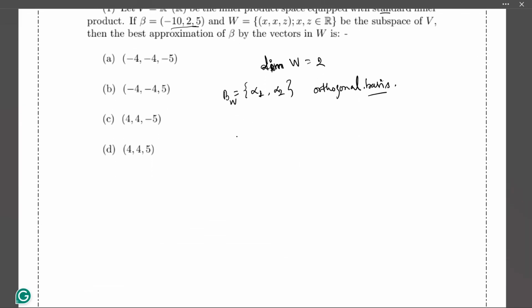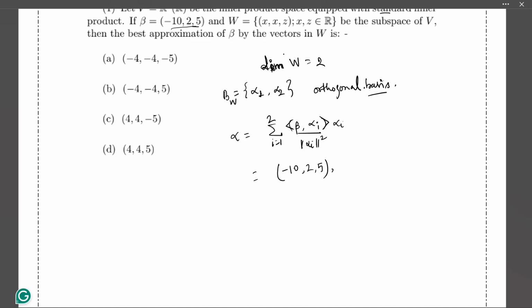So let me write the formula. We want to calculate the best approximation. Let's say alpha is nothing but the sum of inner product of beta with alpha I, in the direction of alpha I, divided by norm alpha I square, for I equal to 1 to 2. So let's write beta is equal to minus 10, 2, 5, inner product with alpha I.